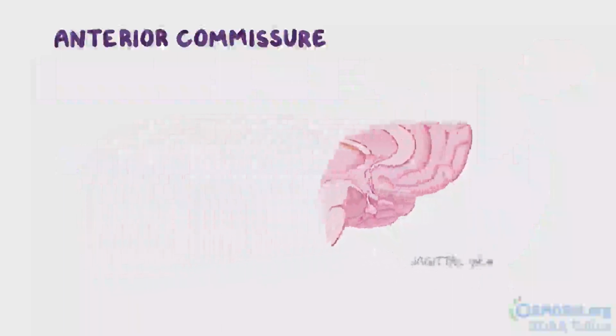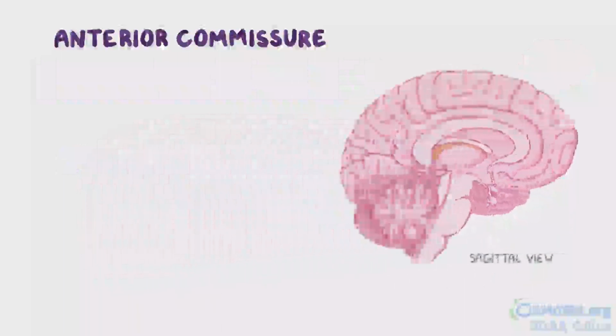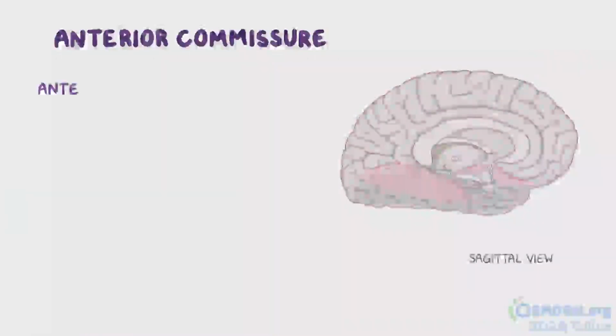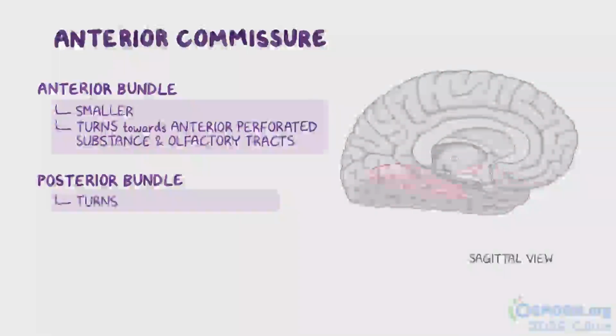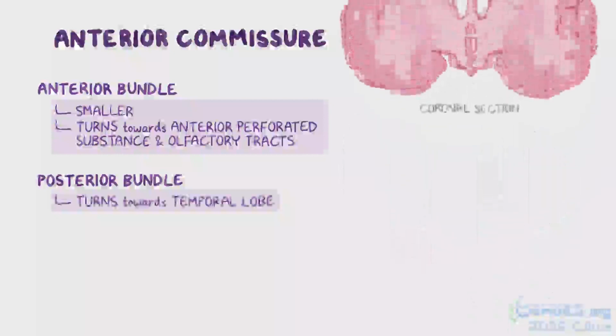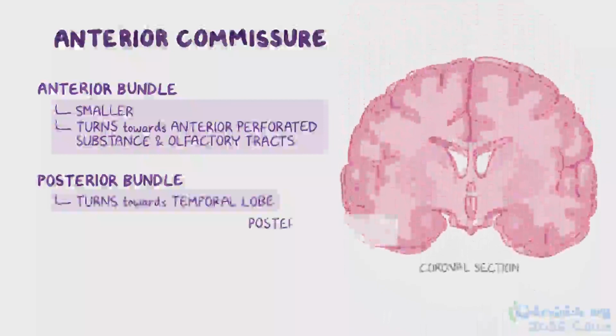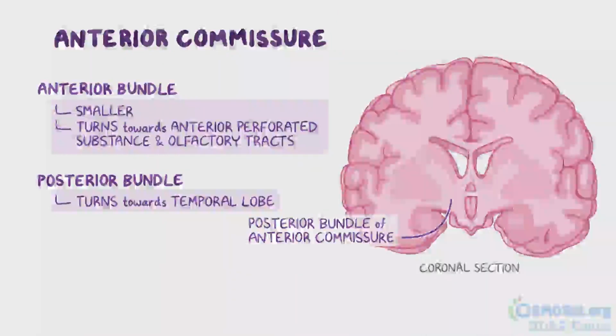Now, the fibers of the anterior commissure split laterally into 2 bundles, anterior and posterior. The anterior bundle is smaller and turns ventrally towards the anterior perforated substance and olfactory tracts, while the posterior bundle turns caudally towards the temporal lobe. On a coronal section, we can see the posterior bundle of fibers cutting through the inferior part of the lentiform nuclei while heading towards the temporal lobe.